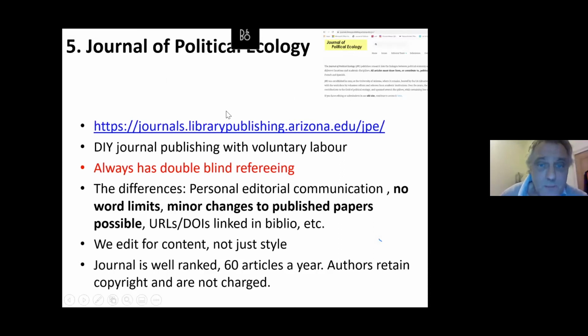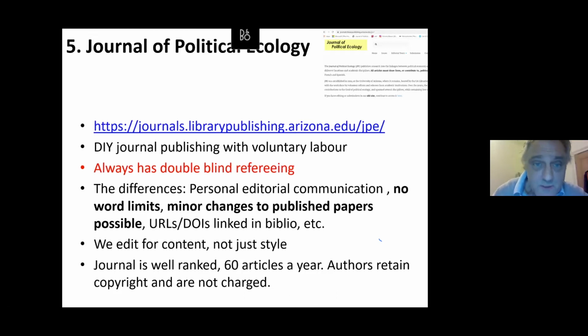Right, so I run one called the Journal of Political Ecology. There's a little picture of it at the top, so it doesn't look very exceptional. But this is a journal that's completely DIY, and there's the link. It has double-blind refereeing. It has no major differences from other types of commercial journals, but it relies entirely on voluntary labor. Our budget is absolutely zero, nothing, absolutely nothing.